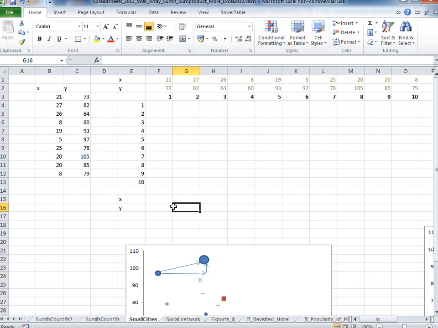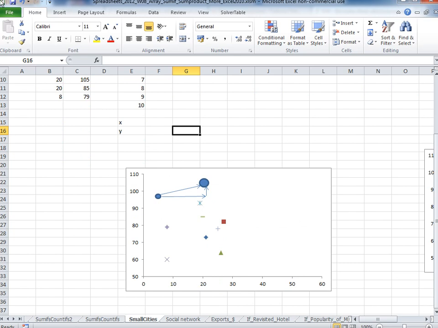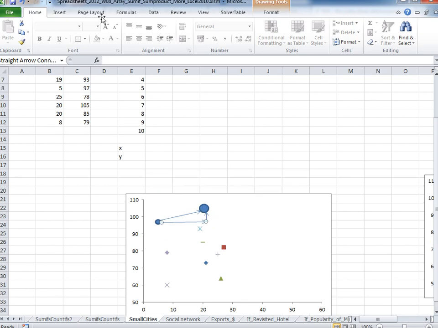So once again, we are interested in measuring the straight distance between these two cities. For that, we take 20 and 5, which are the x coordinates. We subtract 20 minus 5 equals 15. So this here, one side of the right triangle, is 15. Furthermore, we take 105 and 97, subtract 105 minus 97 equals 8, and we get the other side of the right triangle.